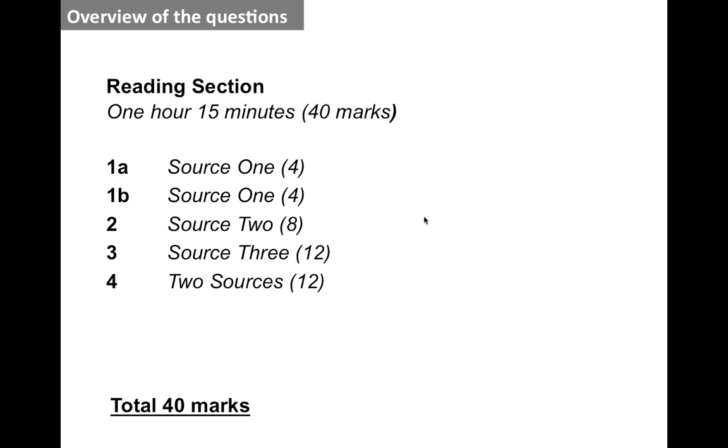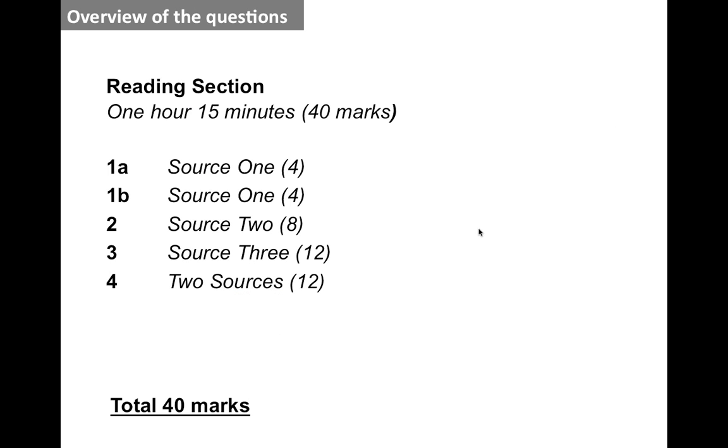The reading section in total is 1 hour, 15 minutes long, and 15 minutes of that time is allocated for reading. I suppose you've got two choices there. One, that you do all the reading up front and use your 15 minutes and then answer the questions. And probably better, and the strategy that we're going to employ today, is to read each source and then answer the questions on that source. The 4 questions are split like that. You have 1A and 1B, which comprise 8 marks. Question 2 for 8 marks. Question 3 for 12, and question 4 is 12, giving you a total of 40 marks for this section.